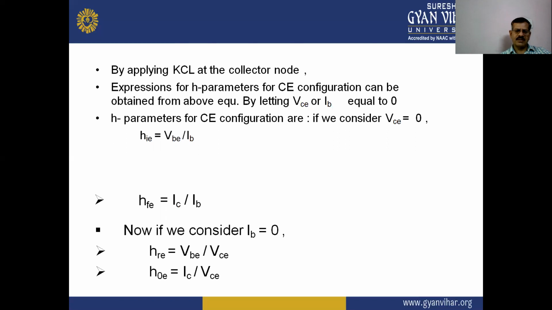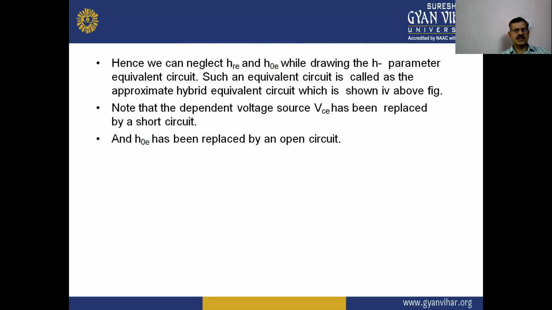Now if we consider base current equal to 0, in that case hre will be equal to VBE upon VCE, or hoe equal to IC upon VCE from the circuit diagram. Hence, we can neglect hre and hoe while drawing the h parameter equivalent circuit. Such an equivalent circuit is called the approximate hybrid equivalent circuit, which is shown in the above figures.